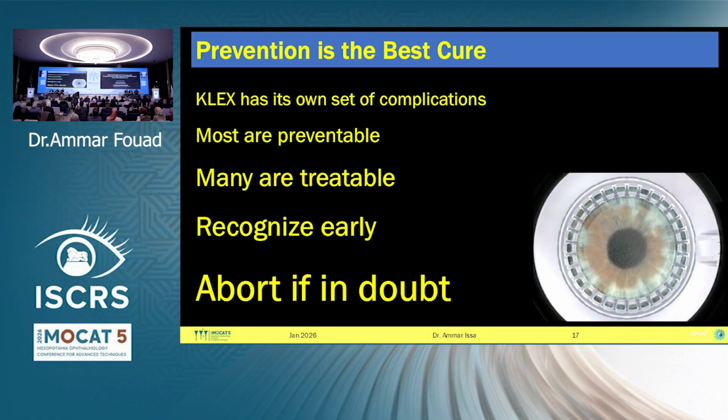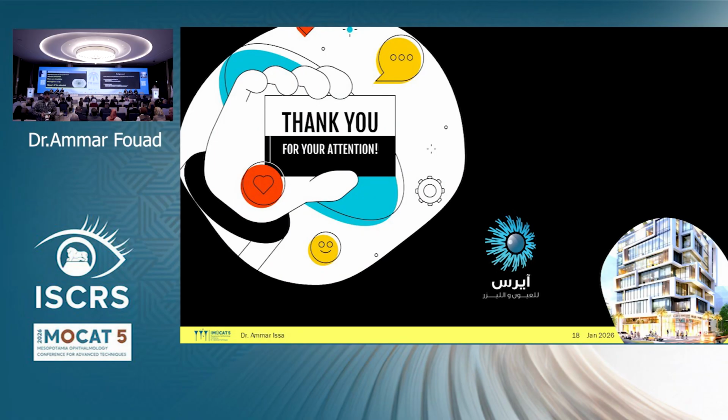So at the end, prevention is the best cure. In terms of refractive surgery, things are not very forgiving. Calyx has its own set of complications, but most of them are preventable, and many of these are treatable either on the table or afterwards. If recognized early, you can manage them very efficiently, and don't be hesitant to abort the surgery if in doubt. The patient will probably be angry about the surgery, but at the end of the day, the next day, the patient can return to wearing his glasses, and then you find another way to correct his vision.